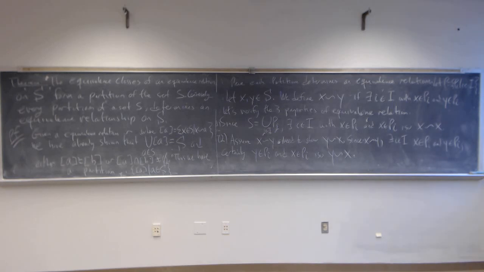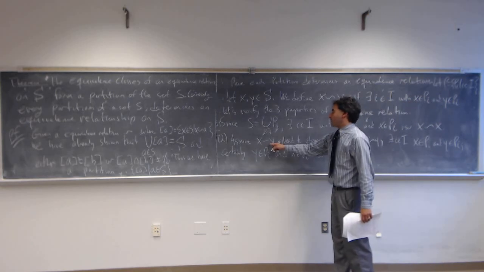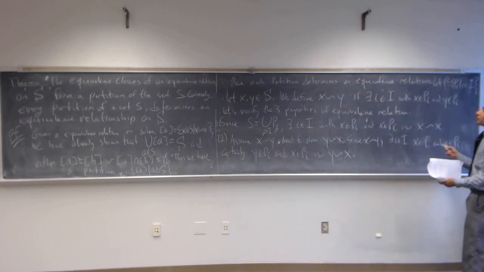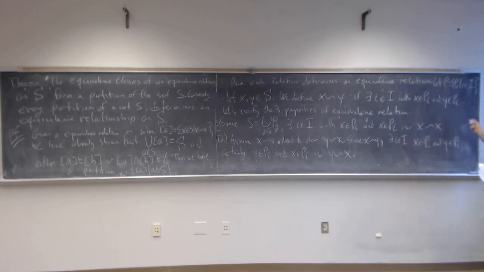So we've shown that if X is equivalent to Y, really what this is saying in words is that X is equivalent to Y if X is in the same block as Y. Block, I guess that's what I'm calling these P_i's, the same subset of the partition. So if X is in the same subset of the partition as Y, then Y is in the same subset of the partition as X.